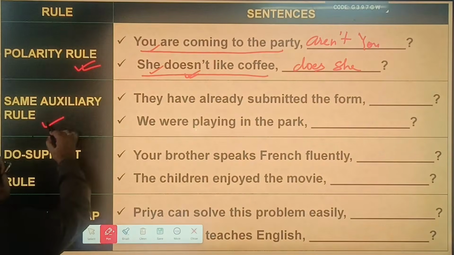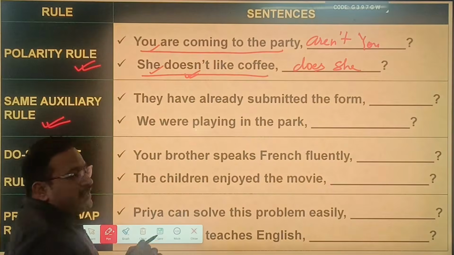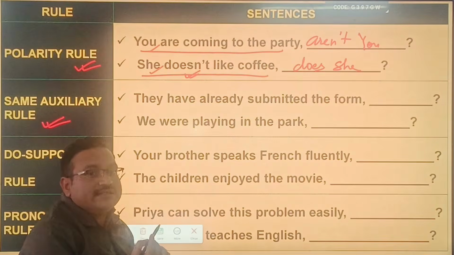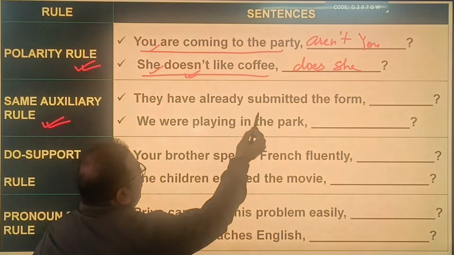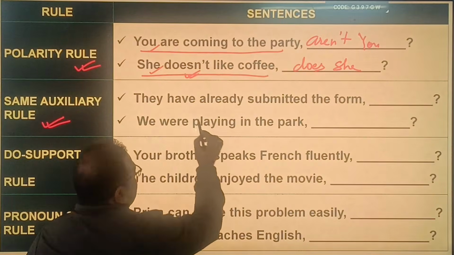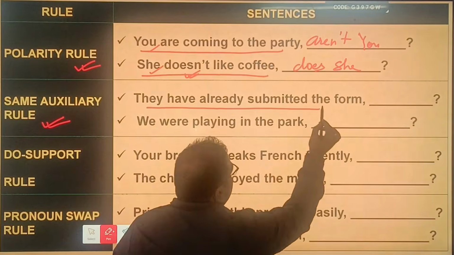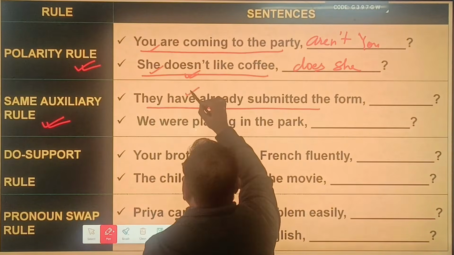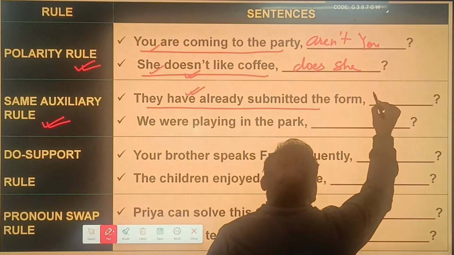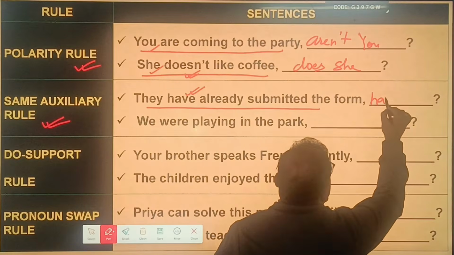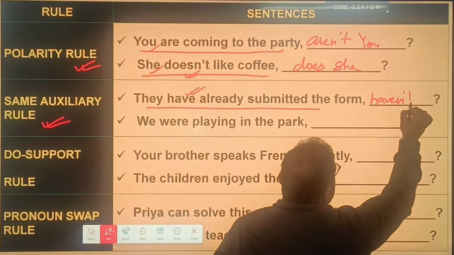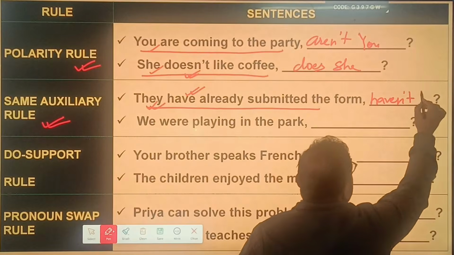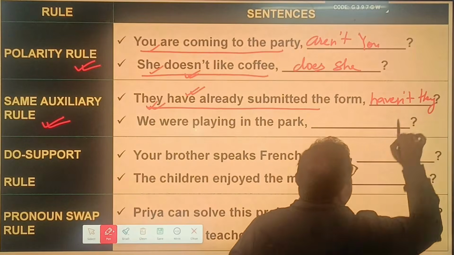Now, second is same auxiliary rule. Means we will use the same auxiliary verb as given in the statement. They have already submitted the form. So this is positive. So tag will be negative, and what will be the helping verb? Have. So have and negative, haven't. What is pronoun here? Here we have haven't they.